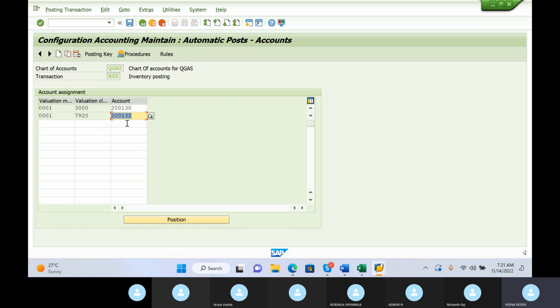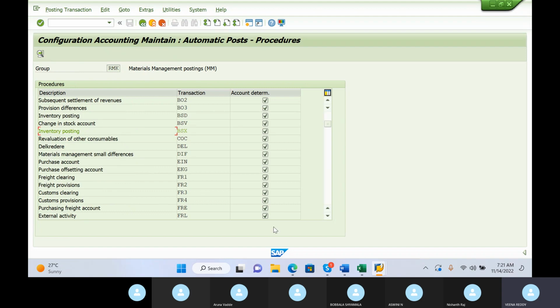Here also, for every product, whether it is finished, raw material, semi-finished or any services, we have to maintain the GLs with the combination of valuation class. This is totally related to inventory, to goods and materials, anything related to products in our organization. Okay.